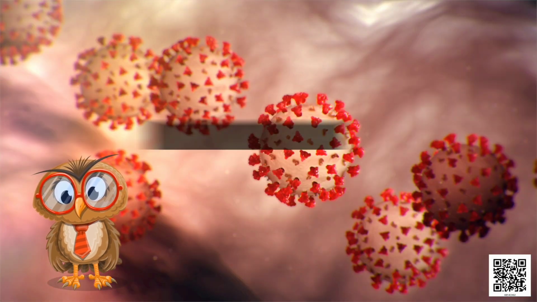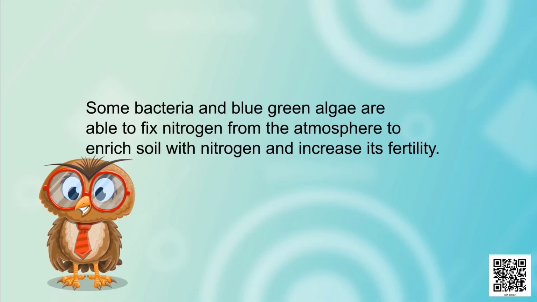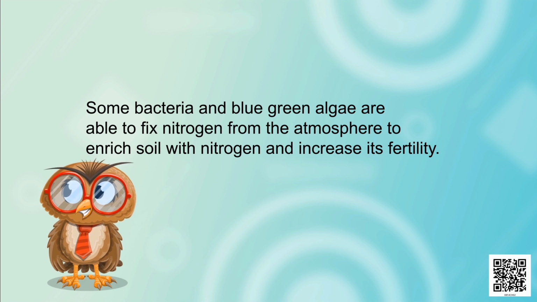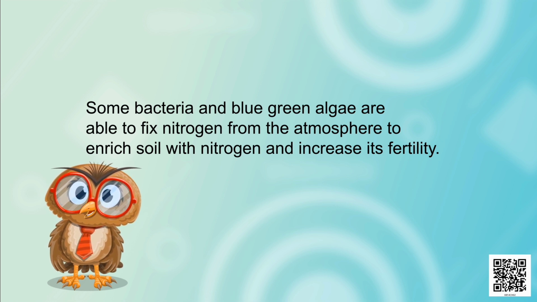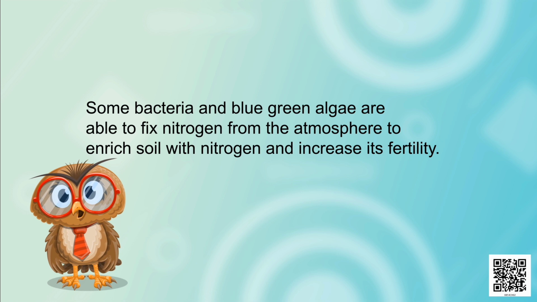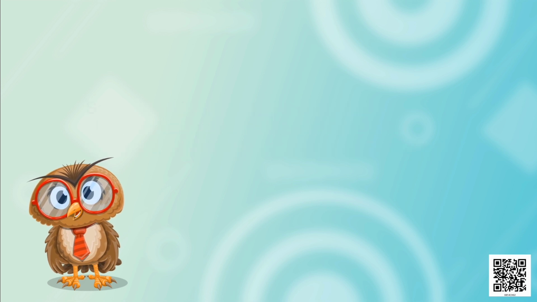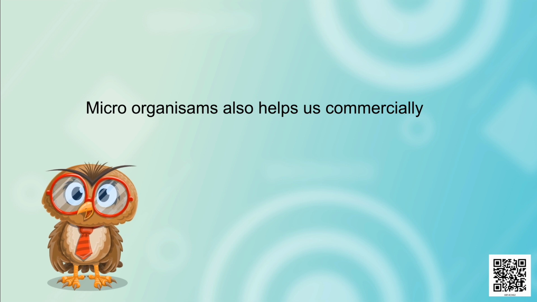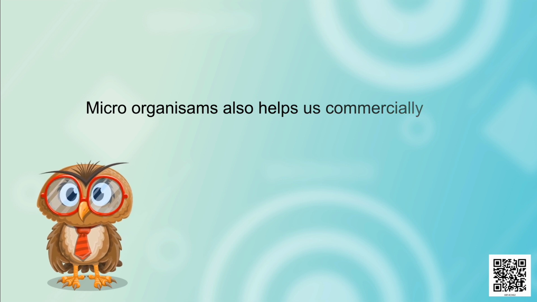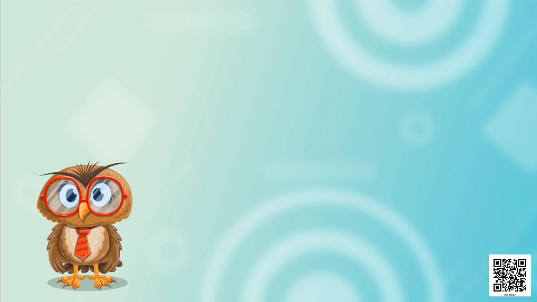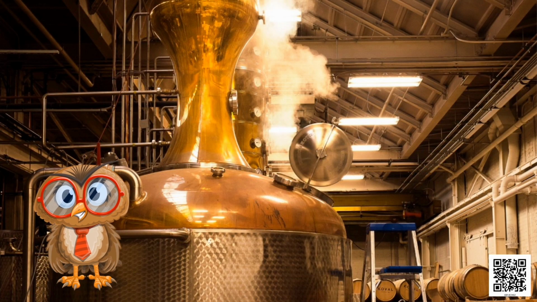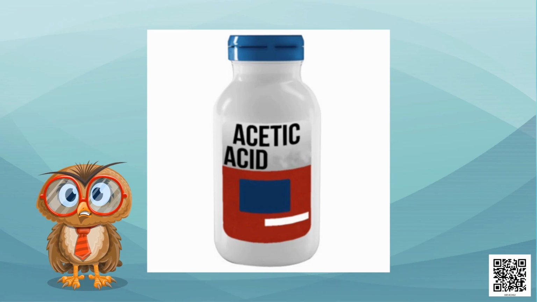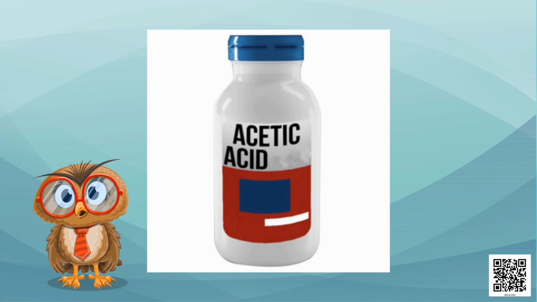Some bacteria and blue-green algae are able to fix nitrogen from the atmosphere to enrich soil with nitrogen and increase its fertility. Microorganisms also help us commercially. Microorganisms are used for the large-scale production of alcohol, wine, and acetic acid, that is, vinegar.